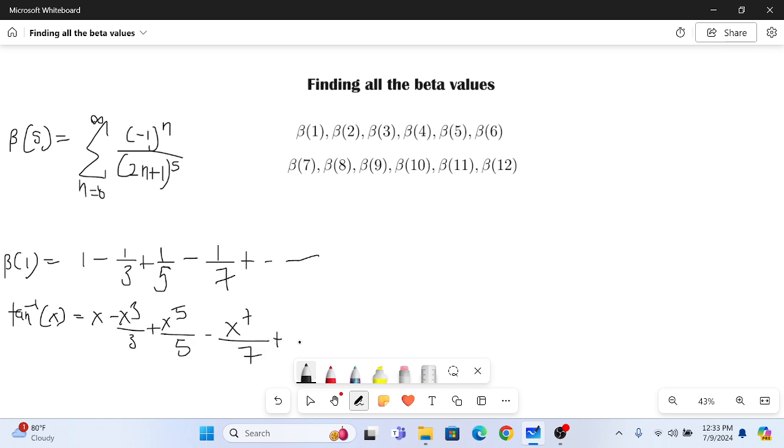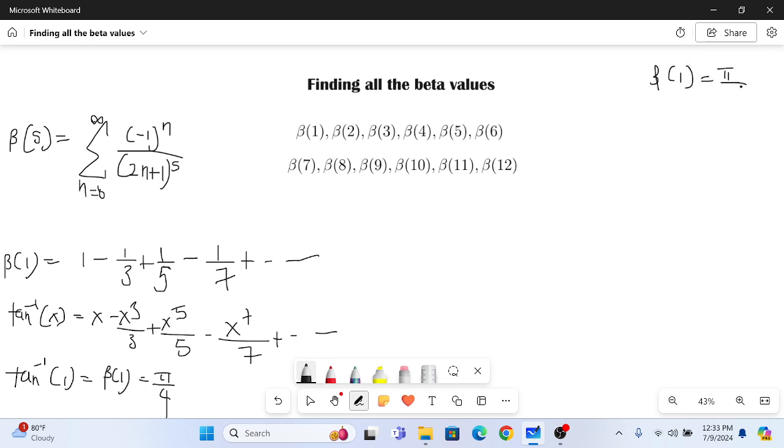What you can do is just put 1 in place of x, so tan inverse 1 will be our required beta of 1, and we know tan inverse 1 is pi/4. So beta of 1 is actually easy to find out. Beta of 1 is pi/4.